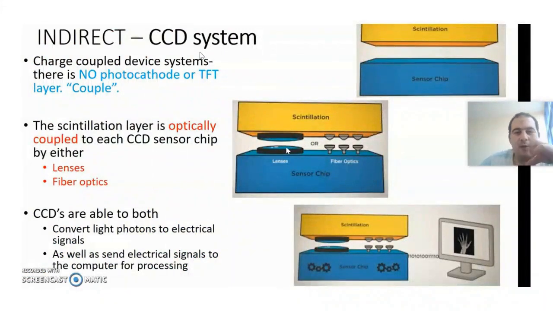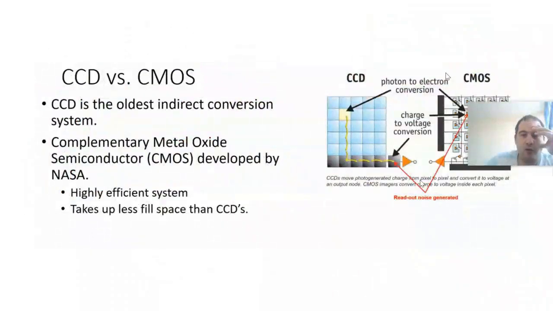Here's the idea. I have a CCD, or charge coupled device, and I have fiber optic or a lens. The CCD is responsible for transferring the charge or light that comes from the scintillator to the sensor chip. The CCD can convert light photons into electronic signals and can transmit these electronic signals to the computer for processing. So once the light photon reaches it, it converts it into an electronic signal and simultaneously starts transferring it from the sensor chip to the computer.